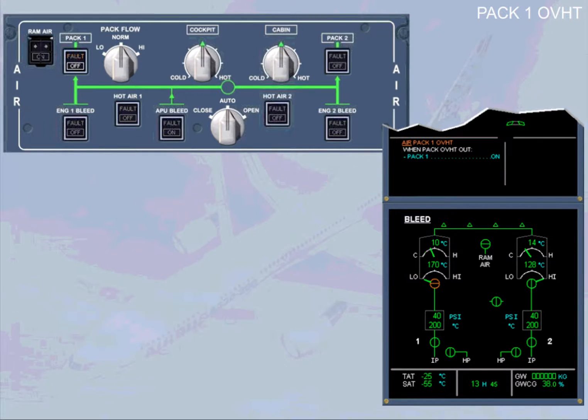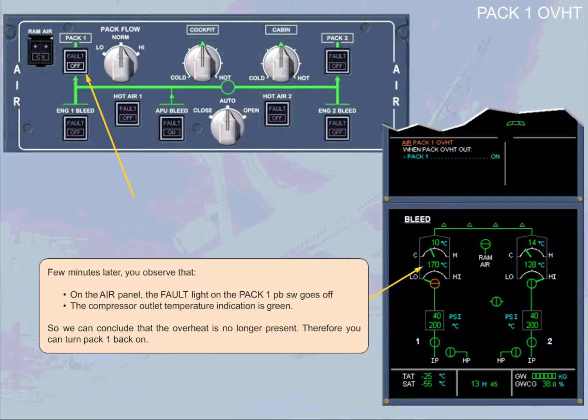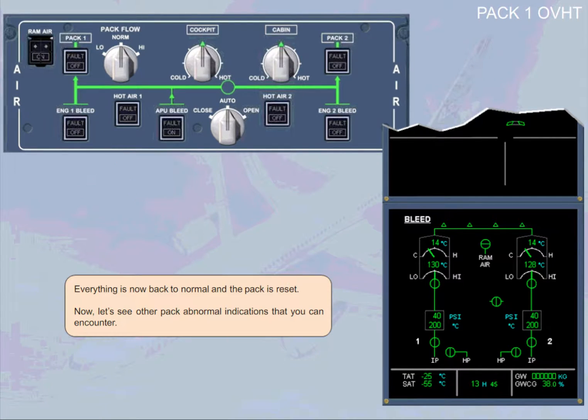A few minutes later, you observe that on the air panel, the fault light on the PAC 1 push button switch goes off, and the compressor outlet temperature indication is green. So we can conclude that the overheat is no longer present. Therefore, you can turn PAC 1 back on. Everything is now back to normal. The PAC is reset.